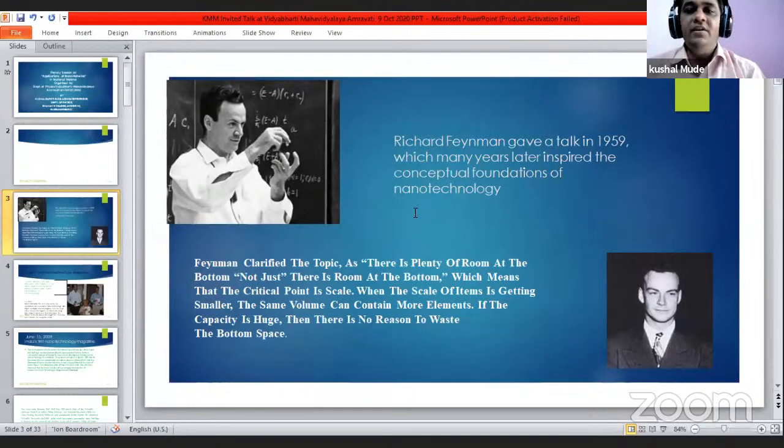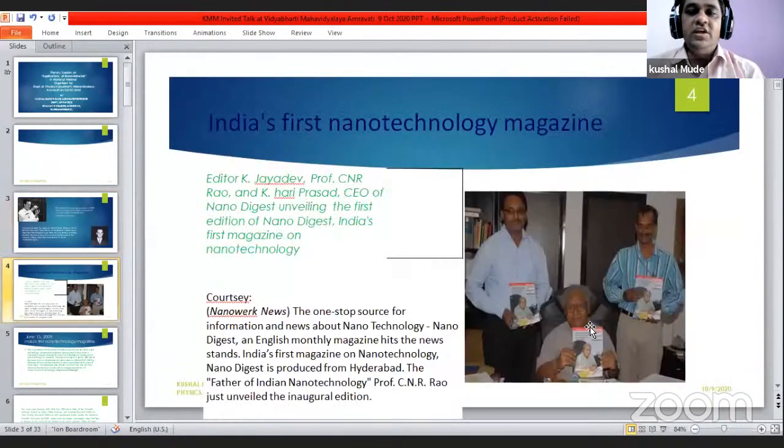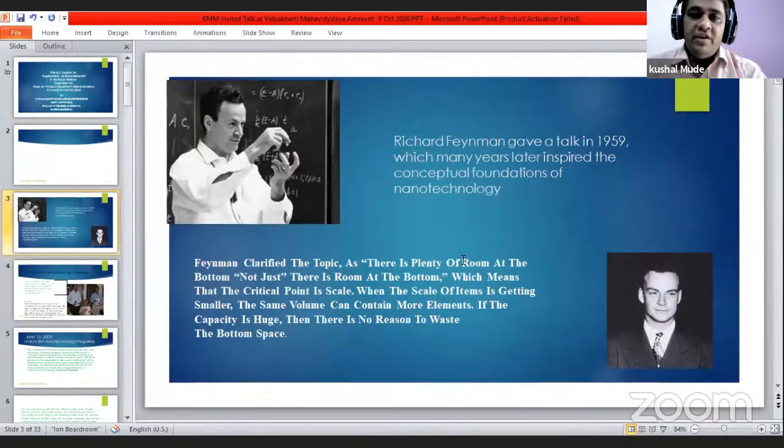This is Richard Feynman, and another is Dr. CNR Rao. This is the Bharat Ratna, Dr. CNR Rao, Professor CNR Rao. Okay, because when we are talking about nanotechnology, nanoscience, nanoparticles, these names are internationally recognized.